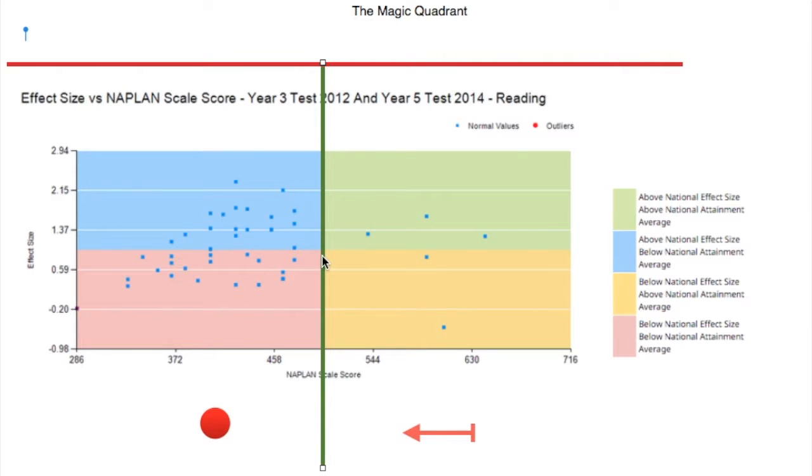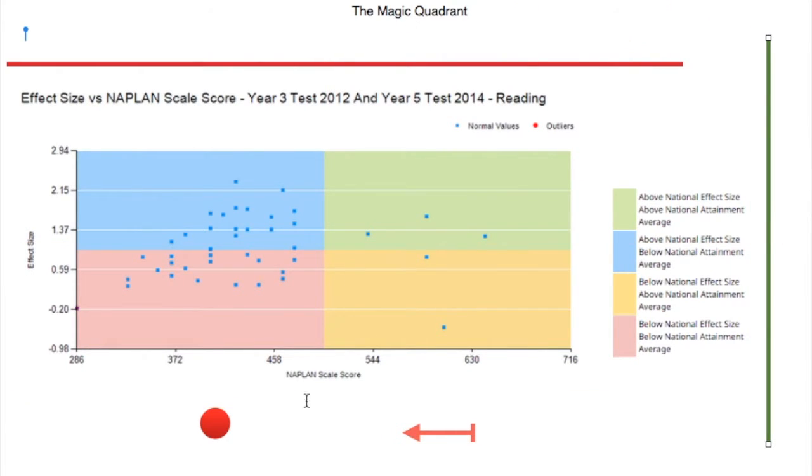So by use of those two graphs, that's how they create the quadrant, and that therefore means that if I put that dot in the middle there, that represents the average Australian student because it's average growth in effect size and average scale score. So that's where the average child in Australia sits.